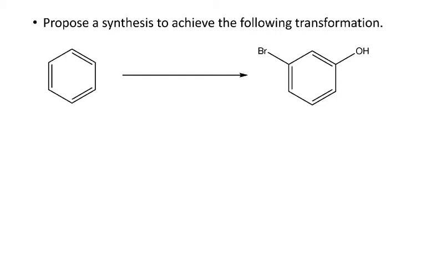So I think what I want to do is first put on the NO2 group, then when I put on the bromine, it's going to go to the correct position, and then I can continue converting the NO2 into the OH that I want to end up with. So my first step, put on a nitro group. Now that I have a meta director, at this point I want to then put on the bromine.